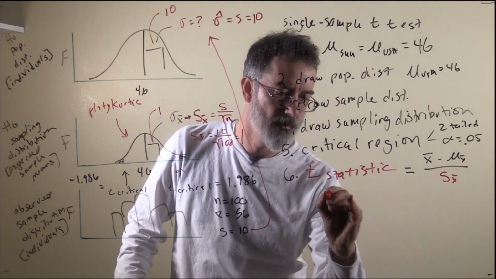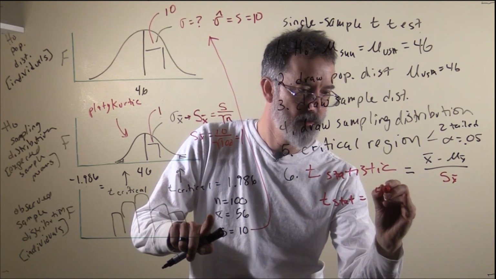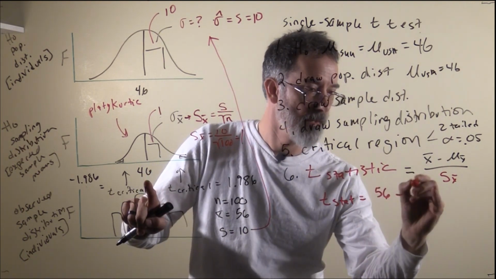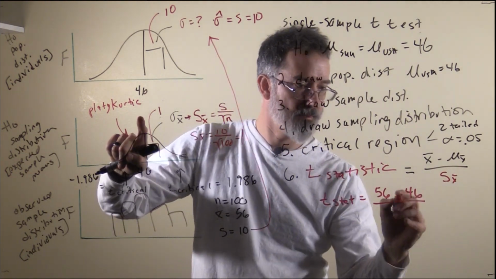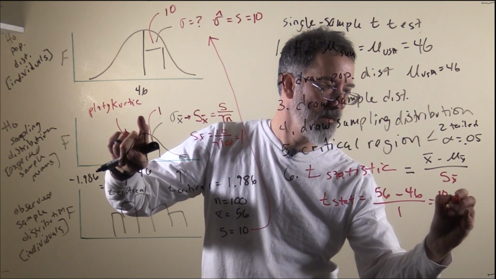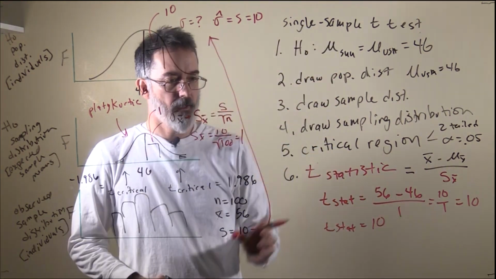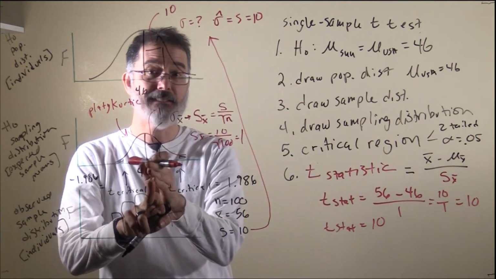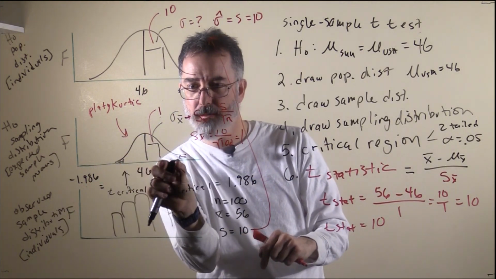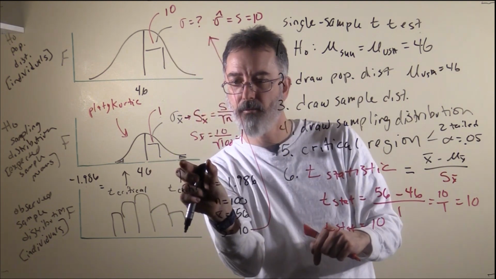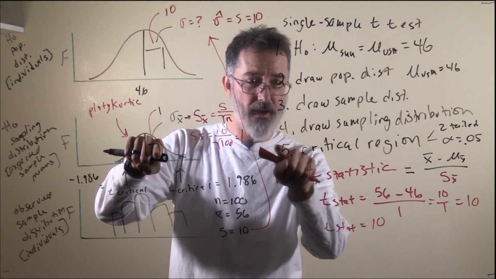So now we'll calculate our t statistic. Our sample mean is 56. The mean of the sampling distribution is 46. The standard deviation of our sampling distribution is 1. 10 divided by 1, 10. So our t statistic, in this case, is 10. So that means our sample mean is 10 standard deviations over on this distribution. So if this is about 1, 2, that's about 2, 4, 8. So on this distribution, it's way over here.